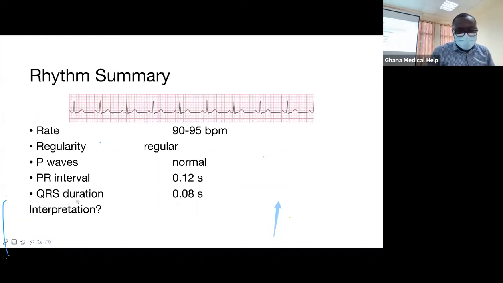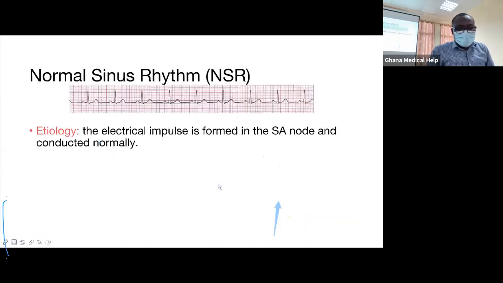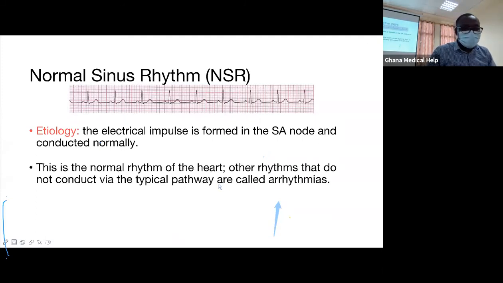So what's the interpretation of this? You have determined that the rate is about this. It's a regular ECG, it's normal. The PR interval is normal. The QRS is normal. So this is what we call a normal sinus rhythm. In a normal sinus rhythm, typically the electrical impulse is formed in the SA node, which is usually located in the atria, and then it's conducted normally. That is what we would refer to as the normal rhythm of the heart.